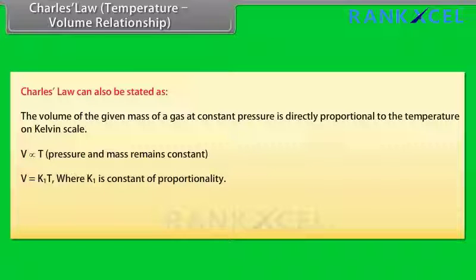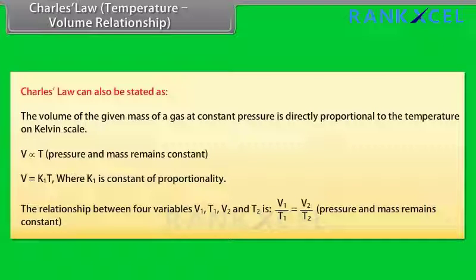Let V1 be the volume of a certain mass of a gas at temperature T1 and at pressure P. If temperature is changed to T2 keeping pressure constant, the volume changes to V2. The relationship between four variables V1, T1, V2 and T2 is V1 by T1 is equal to V2 by T2 at constant pressure and mass.